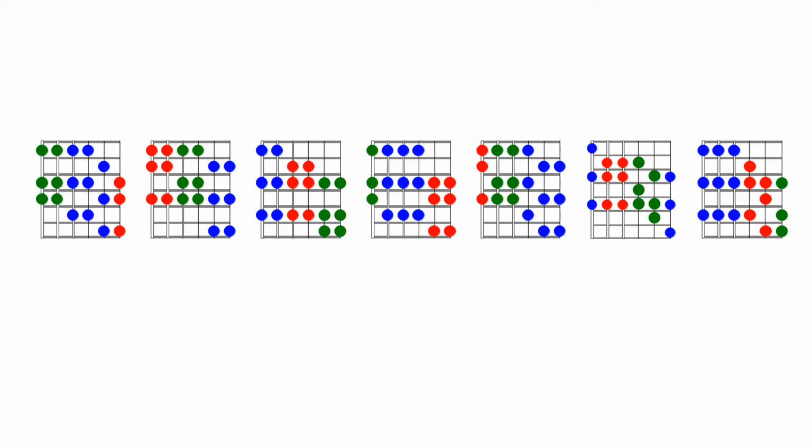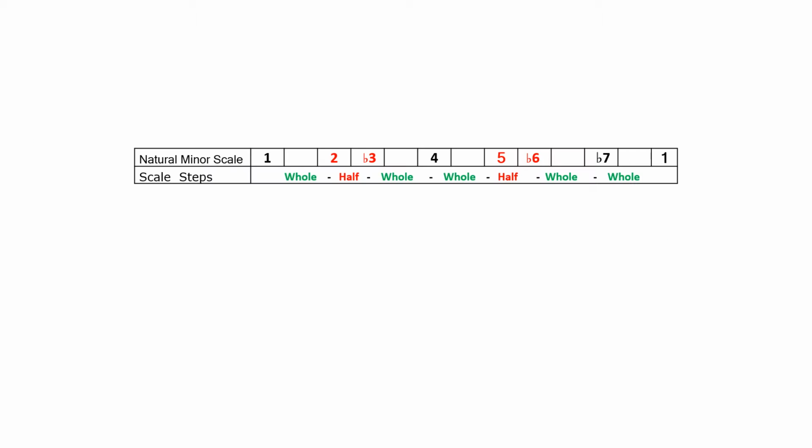Starting from each of the 7 scale degrees of the natural minor scale, we have a total of 7 three-notes-per-string patterns. Let's take a look at the intervals of the natural minor scale.